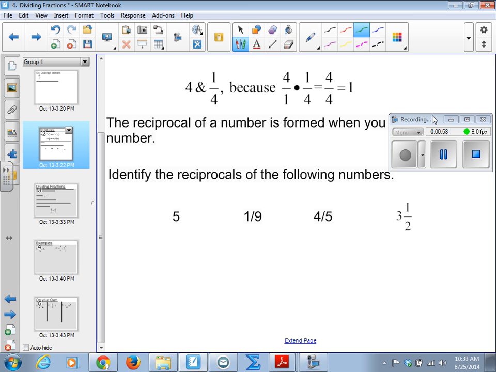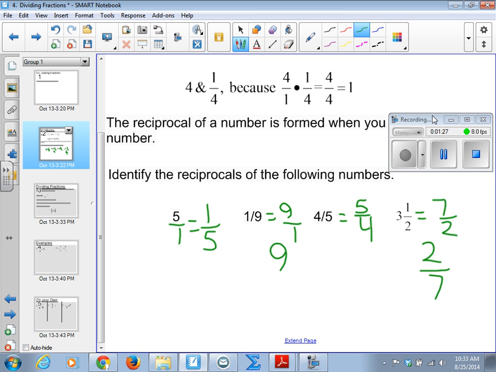So 5 is the same as 5 over 1. Therefore, its reciprocal is 1/5. 1/9, flip it, we get 9 over 1, which in lowest terms is 9. 4/5, we flip it, we get 5/4. I recommend leaving it as 5/4. 3.5, well for that one, we have to make it a proper fraction. So 3.5 becomes 7 over 2. Flip it for a reciprocal of 2/7.